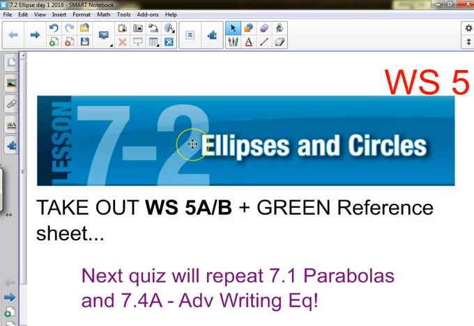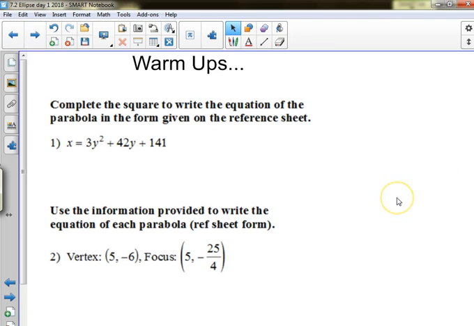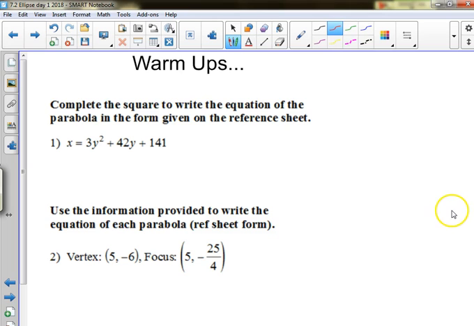Oh, we're going to talk about ellipses today. A circle is a kind of ellipse. We'll talk about that in just a second. The two warm-ups I have this morning are review from the quiz, 2 questions that did not go well, okay?